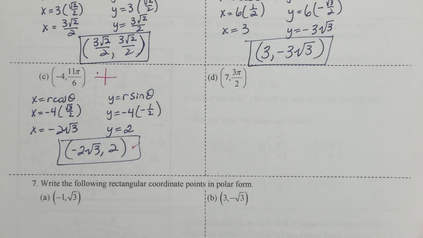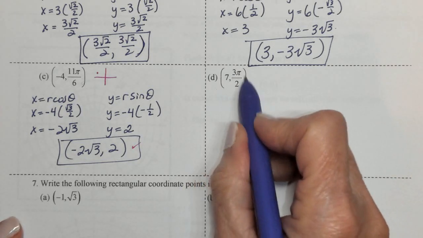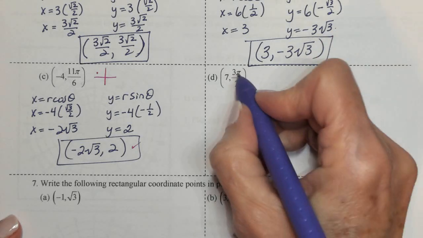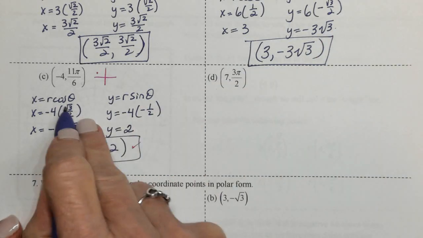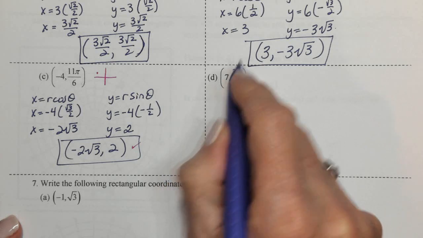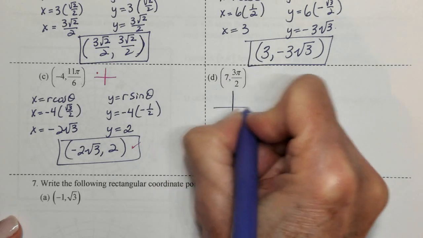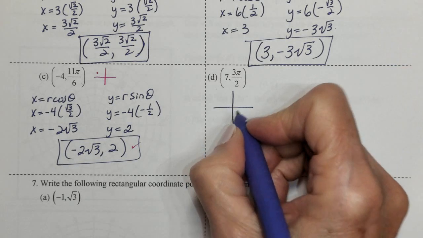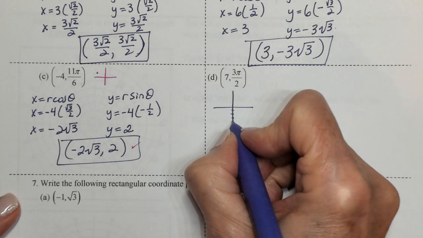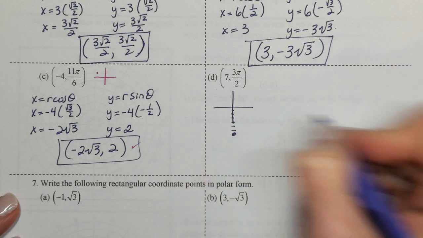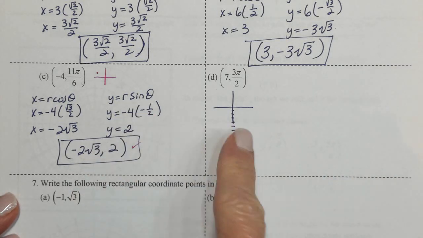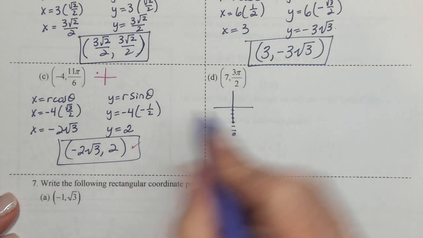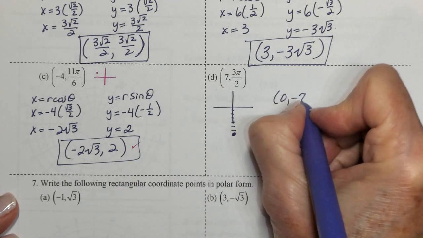Okay, one more like this. 7, 3 pi over 2. When I notice that I have an axis, I am not going to go through this process if I know that I'm on an axis. 3 pi over 2, out 7. I do not need to go through that process to name that point in xy form. I hope you don't either. That is the point 0, -7.